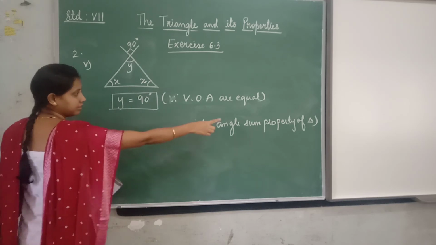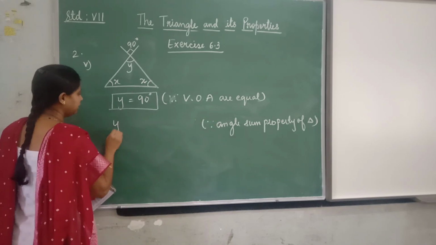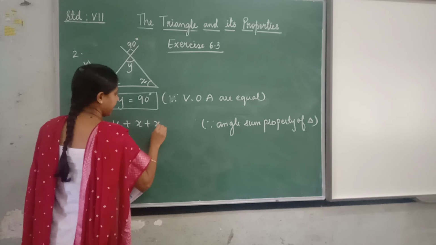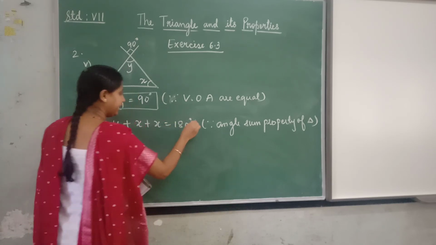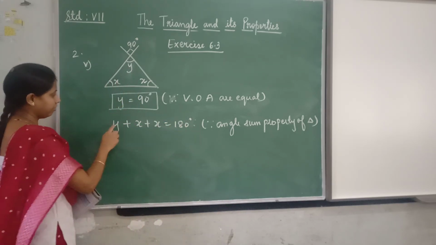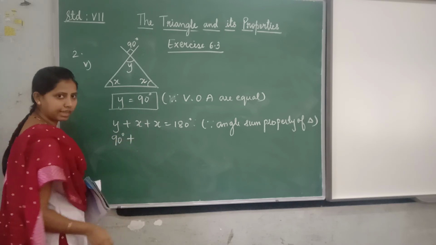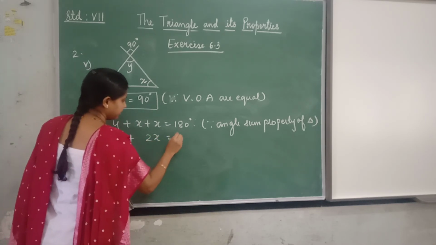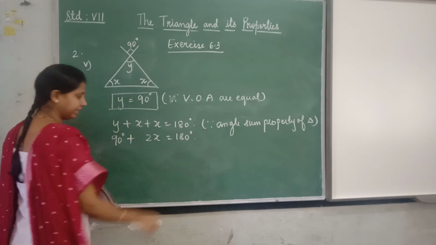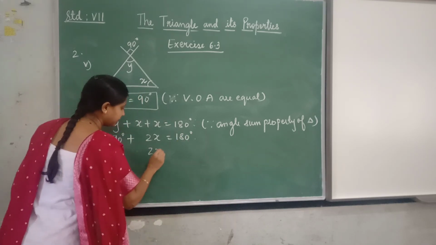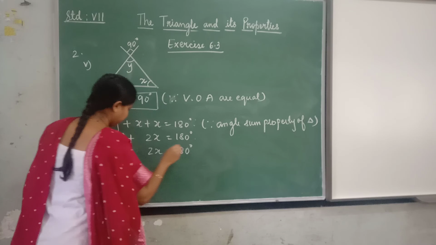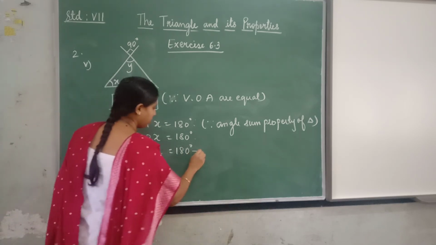Now find x. Both are x, meaning both measurements are the same. And we know the angle sum property of a triangle: y plus x plus x is equal to 180 degrees. Okay, y is known. Substitute 90 degrees plus 2x is equal to 180 degrees. Now 2x is equal to 180 degrees, 90 on the other side, minus.